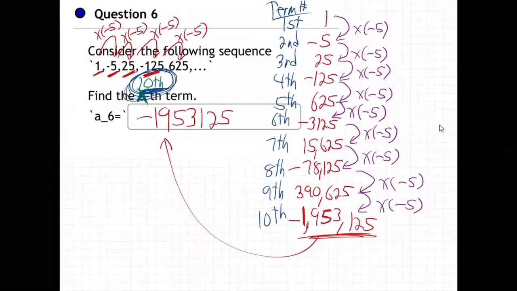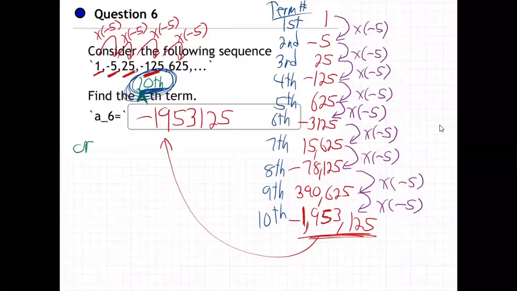So I really never found the formula. They didn't ask me for it. It wasn't required. You could have done it that way. You could have found the formula. That would be okay. And then just plug in a 10. That's also okay. But I just did it this way, right?